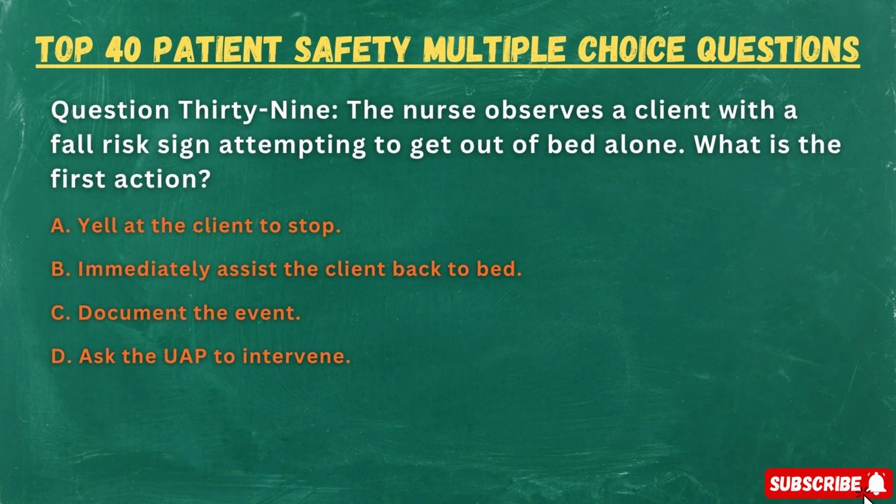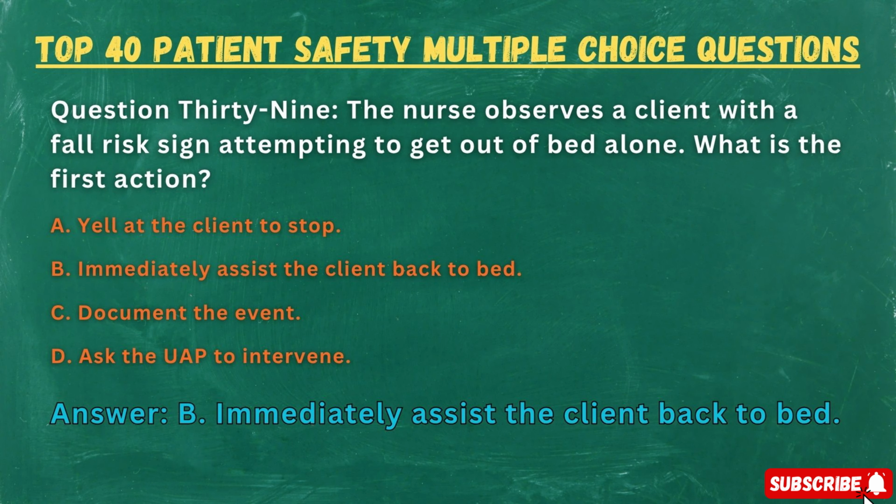Question 39. The nurse observes a client with a fall risk sign attempting to get out of bed alone. What is the first action? A. Yell at the client to stop. B. Immediately assist the client back to bed. C. Document the event. D. Ask the UAP to intervene. Answer: B. Immediately assist the client back to bed.